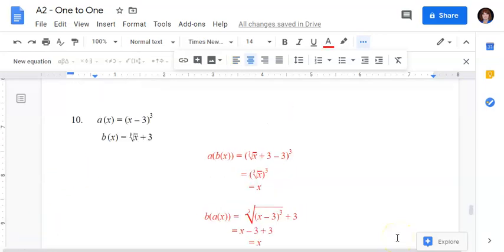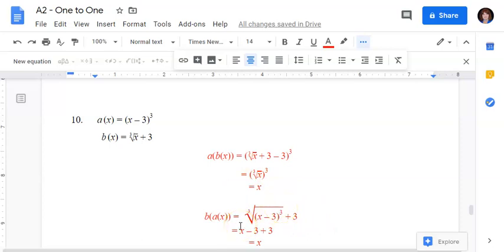So for a of b of x, we have replaced the x with the expression cube root of x plus 3. And then we combine like terms in the parentheses. A positive 3 and a negative 3 is 0. So we get the cube root of x cubed. And those are inverse operations, so that removes our cube root and gives us an x.